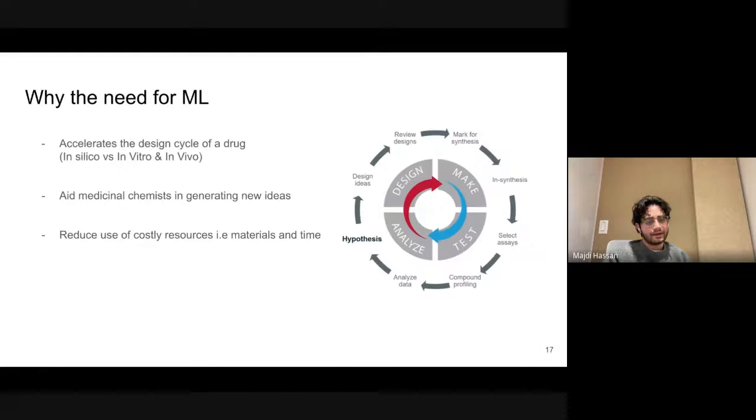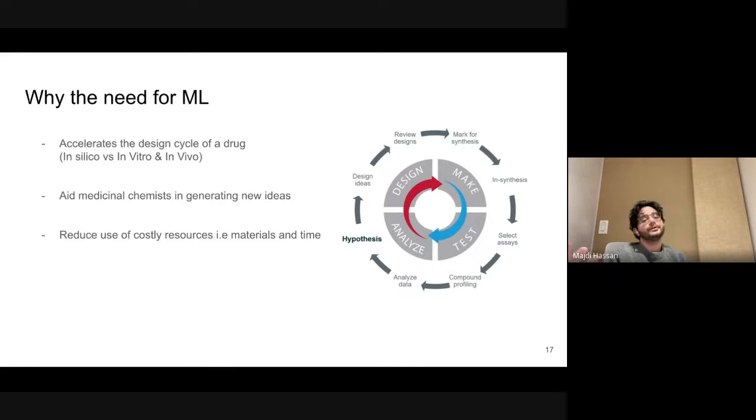Okay, so I think I've implied a little bit of why the need for ML, or how it might influence the drug discovery pipeline, but I would like to summarize these points. We have this design, make, test, analyze cycle, and where ML can help, or even just computational methods in general, is that it helps accelerate the design cycle of the drug. It's this whole idea of in silico versus in vitro and in vivo. Now, what do these three terms mean? In silico means on the computer, in vitro means in the test tube, and in vivo means animal testing.